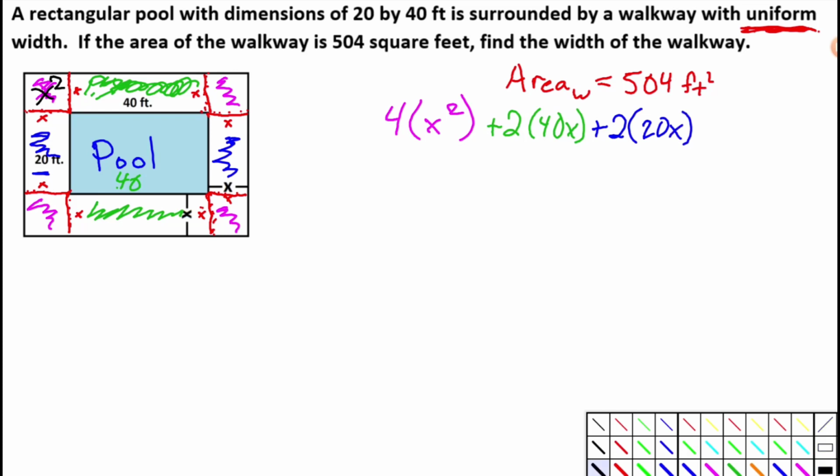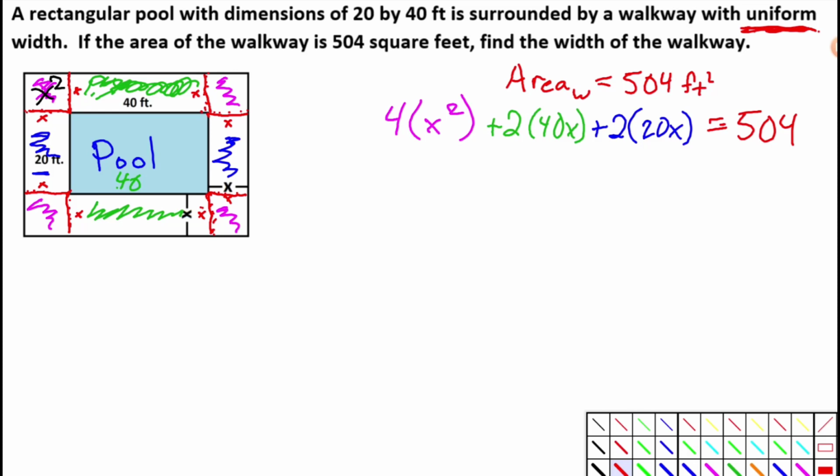And what do we know? We know that that has to equal, that must be the same as 504. So does that make sense? You have the four corners, which are the pink pieces. You have the two middle pieces, the green ones, the top and the bottom there. And then you have the two side pieces, the blue ones there. And what we know is that that total area has to be 504 feet squared.